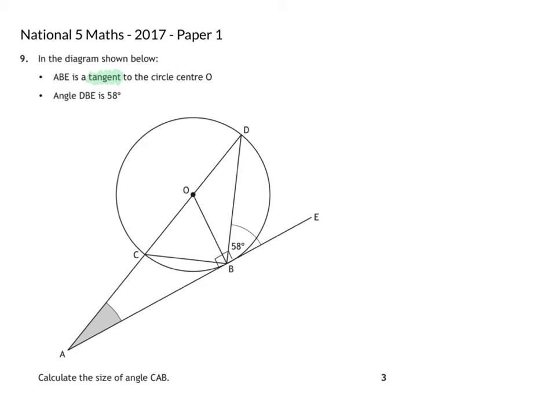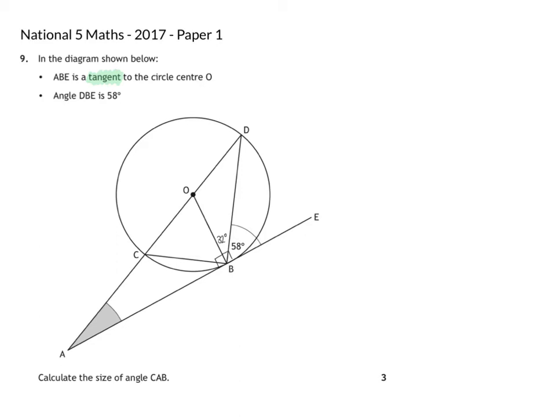So that tells us our 58 plus this angle in here add up to 90. So we can work this one out. So if this is 58, that tells us that that one there is going to have to be 32 degrees. Okay, so that's it to start us off.